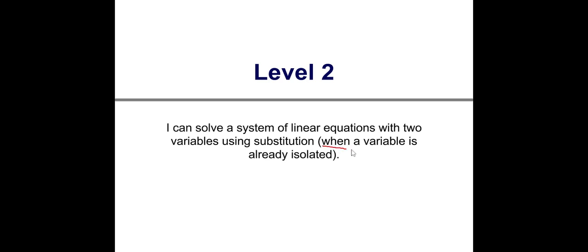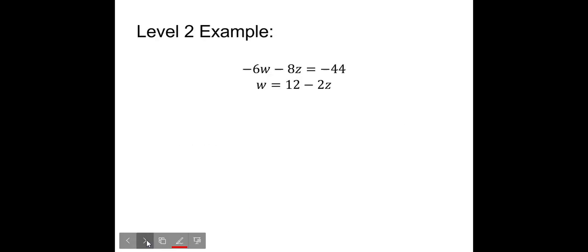But this is when a variable is already isolated. So the variable isn't as easy as just being a constant, but it is already by itself. So here you see that w is already by itself on the left-hand side of the equation. So it's not a constant. It's still kind of frustrating. We still have a variable on the right side, but we can still just plug straight in.